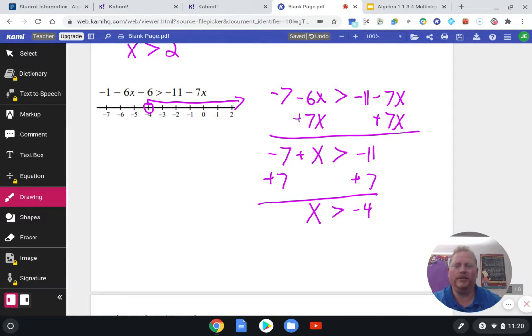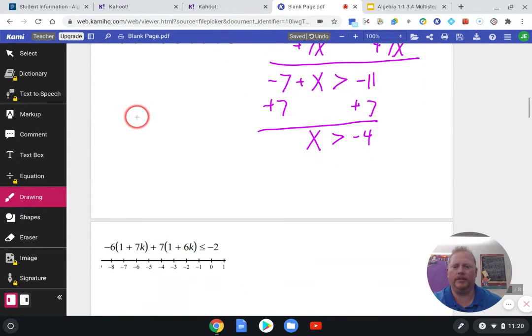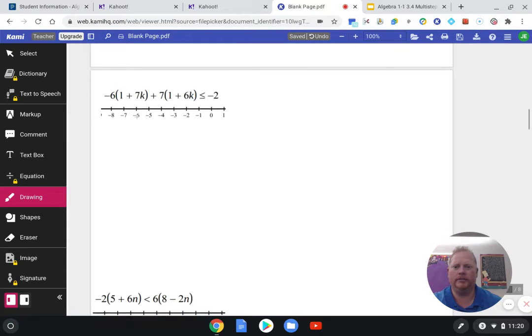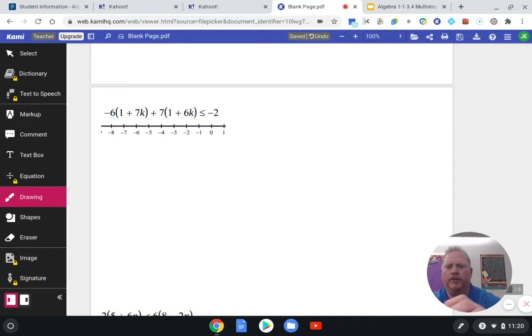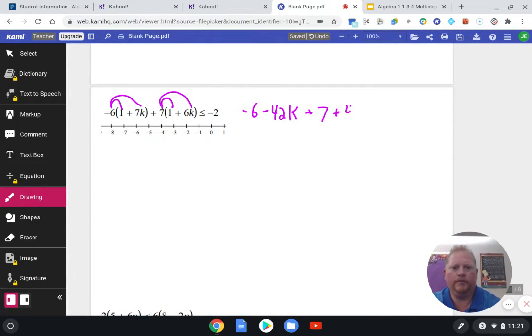All right. Once you get the first few steps done, the problems become much easier, which is good because we have a beast of a problem right here. So first thing I'm going to do is distribute. Now I have 2 places to distribute, so I'm going to distribute both places. So that gives me negative 6 minus 42k plus 7 plus 42k is less than or equal to negative 2.